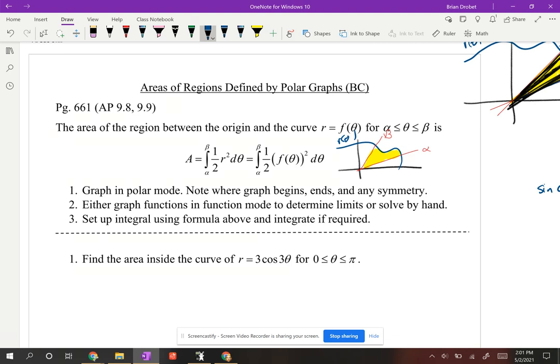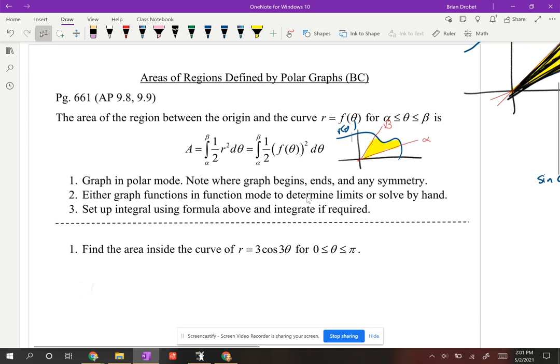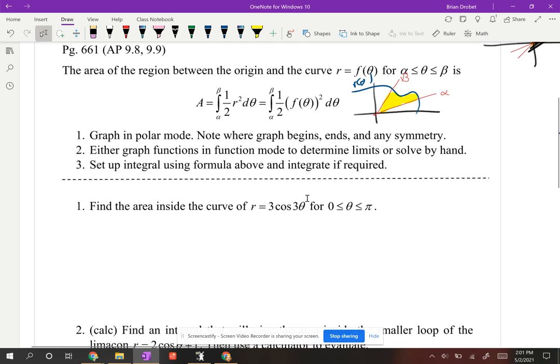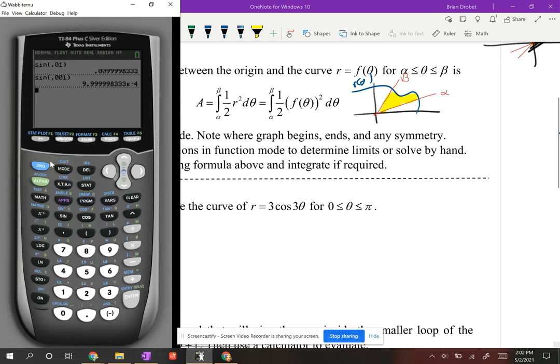So let me go through an example of how you might use this. Generally, you are going to have a calculator to do this. I want to look at the area inside the curve r equals 3 cosine 3 theta from 0 to pi. So why don't we just go ahead and graph this function. Hit the y equals button. I'm already in polar mode. 3 cosine 3 theta. I'm going to set my window to go from 0 to pi, which it already does. Hit the graph button, see what we get.